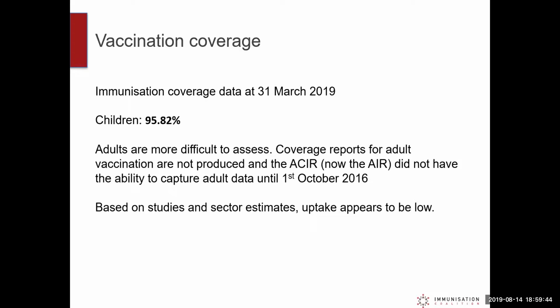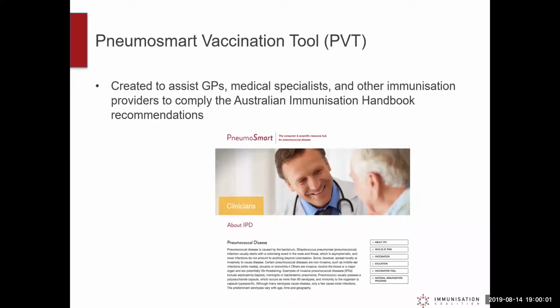But certainly based on previous studies and sector estimates, uptake appears to be quite low in adults, particularly those that have got medical risk factors. So I would really urge you to look at the Pneumosmart vaccination tool. It's hosted on the Immunisation Coalition website. It's a very, very easy tool to use.